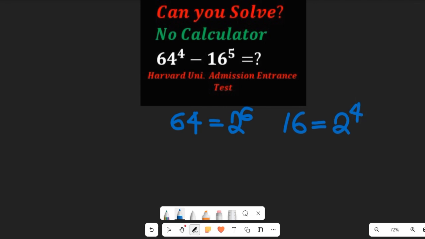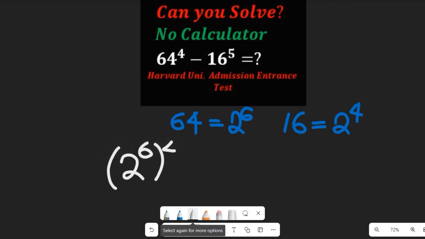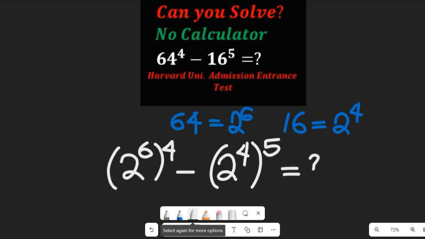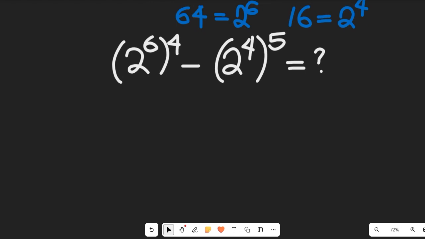So that means we can simplify that expression by putting them in their various powers. So we'll have 2 to the power of 6, all to the power of 4, minus 2 to the power of 4, all to the power of 5, and this will be equal to what? That's the first step. Now let's look at what the next step will be.